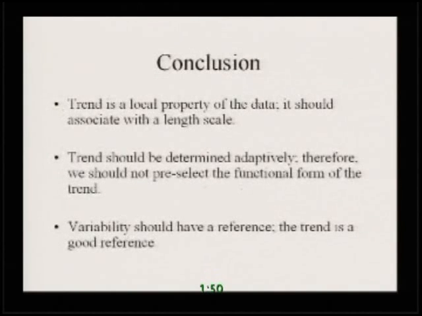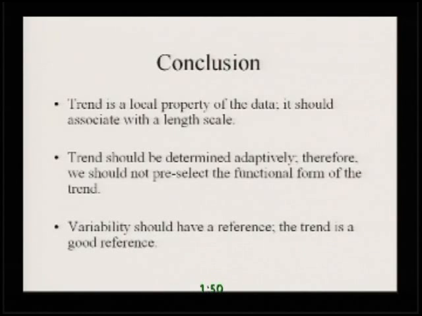So the conclusion: the trend is a local property of the data. It should be associated with a scale. So when you talk about trend, don't let people just say, "Here is a trend." You have to say, "Trend for how long?" And trend should be determined adaptively, so you cannot have a pre-selected function.